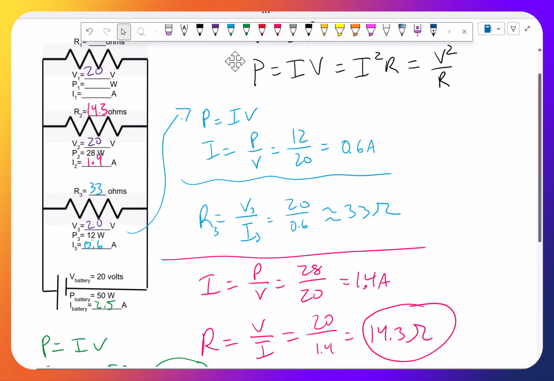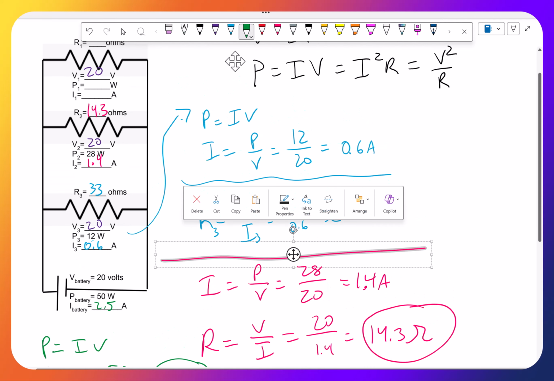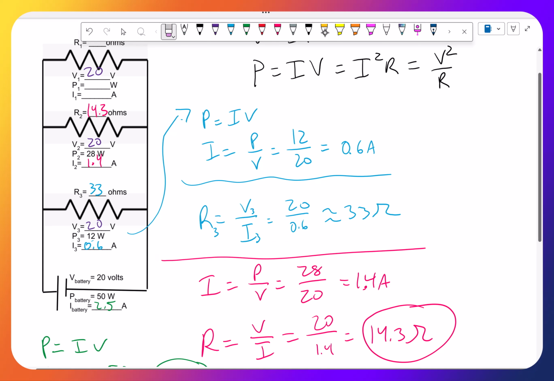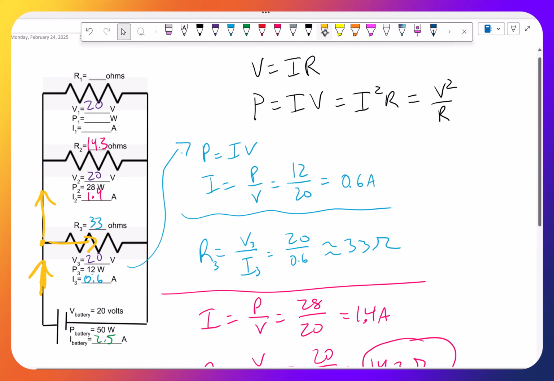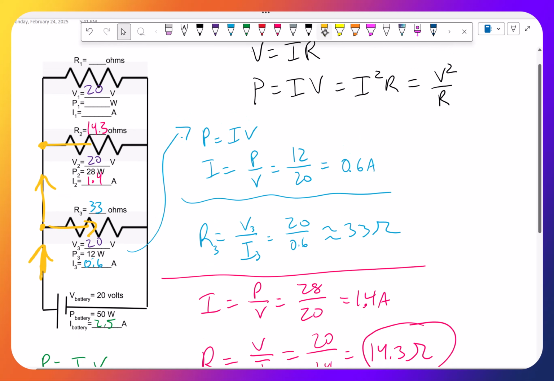2.5 amps right there. And this is something that we got from our lab: that's 2.5 amps going through here. But then here it's going to split. So 0.6 is going to go to the right, and whatever's left over is going to keep going up. Then it's going to split again. So 1.4 goes to the right, and then the rest goes up.